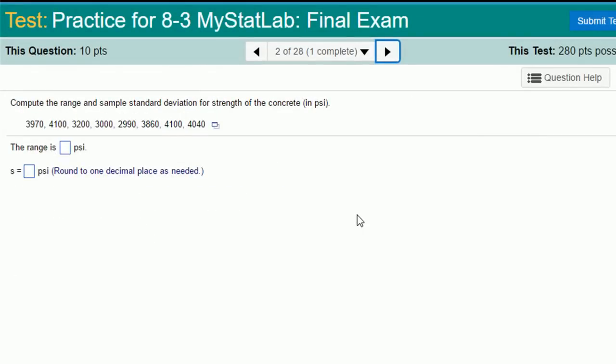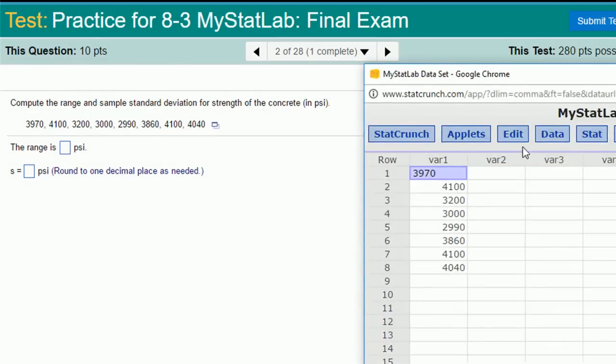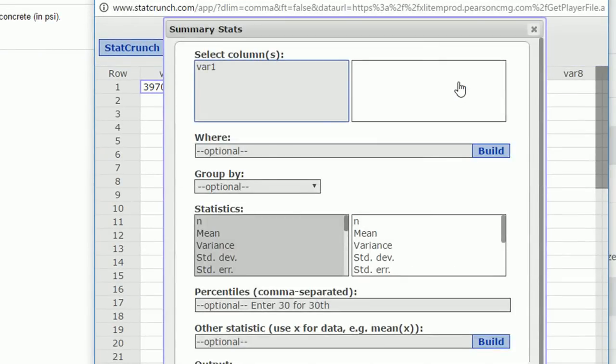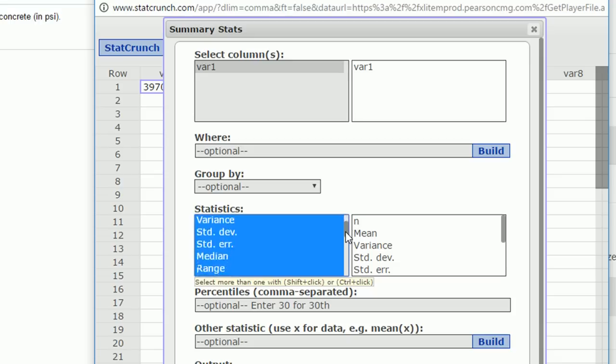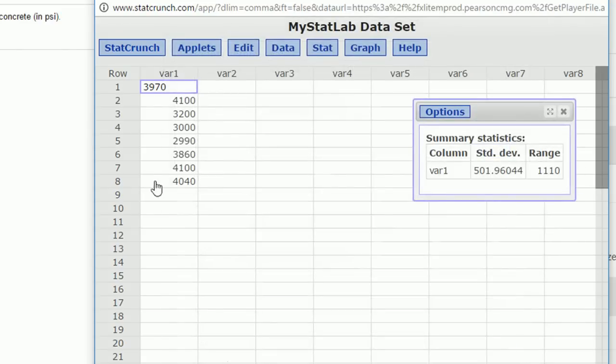Now we're asked to compute the range and the sample standard deviation. Again, very easy to do in StatCrunch. Open in StatCrunch. We again go to Stat, Summary Stats, Column Summary Stats. We want the range and the standard deviation, so select var1 for your variable. I'm going to select standard deviation and hold down Control, range. It's going to be a little different on a Mac, but whatever you do to select 2 things, that's the button you press. Compute, standard deviation, range.